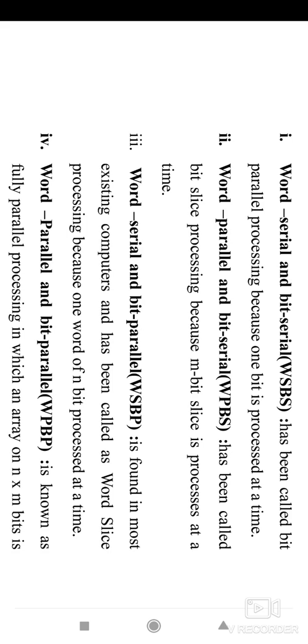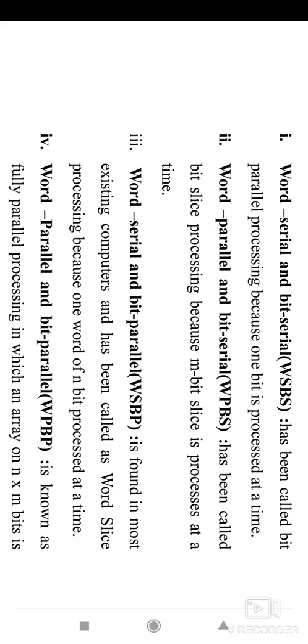Okay, that is word serial and bit serial. Word serial, bit serial is called bit serial processing because one bit is processed at a time. And the next one is word parallel and bit serial. It has been called bit slice processing because an m-bit slice is processed at a time. So here the bit slice is processed, that is, word parallel and bit serial. Okay, so it is called bit slice processing.